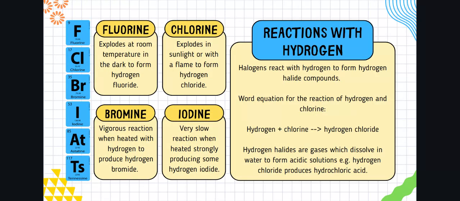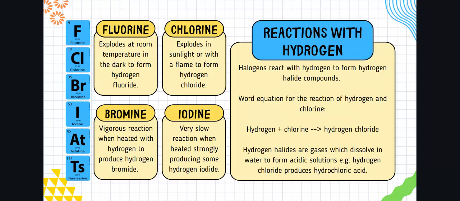Now let's learn about their reactions with hydrogen. Fluorine explodes at room temperature to form hydrogen fluoride. Chlorine explodes in sunlight or with a flame to form hydrogen chloride. Bromine does not explode but has a vigorous reaction to form hydrogen bromide. Iodine, again, has a very slow reaction when heated, forming hydrogen iodide. Now, hydrogen iodide, hydrogen bromide, hydrogen fluoride, and hydrogen chloride are all reacted halogens. Those are called hydrogen halide compounds.